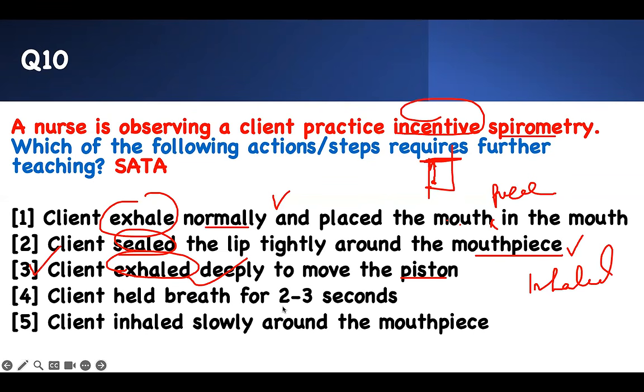Client holds breath for 2 to 3 seconds. That's good. Client inhales. No, you exhale slowly now after you have inhaled, slowly around the mouthpiece to let everything settle down. So 3 and 5 need intervention.